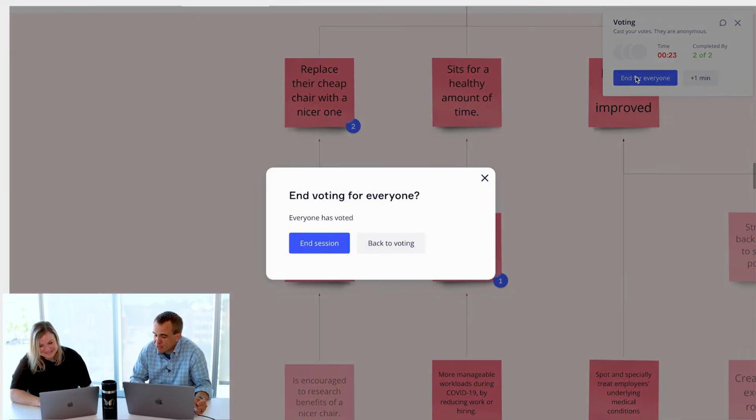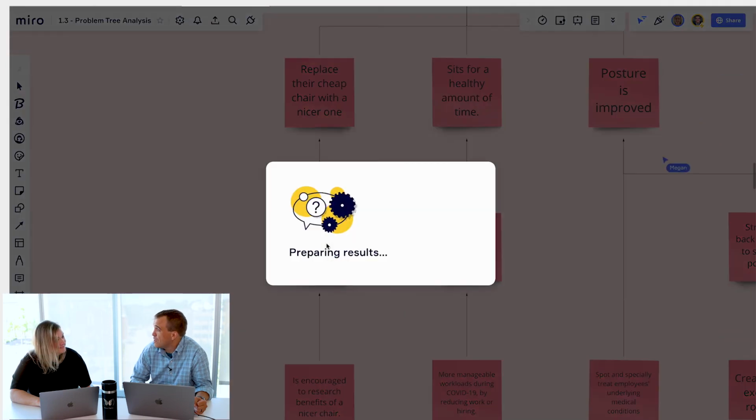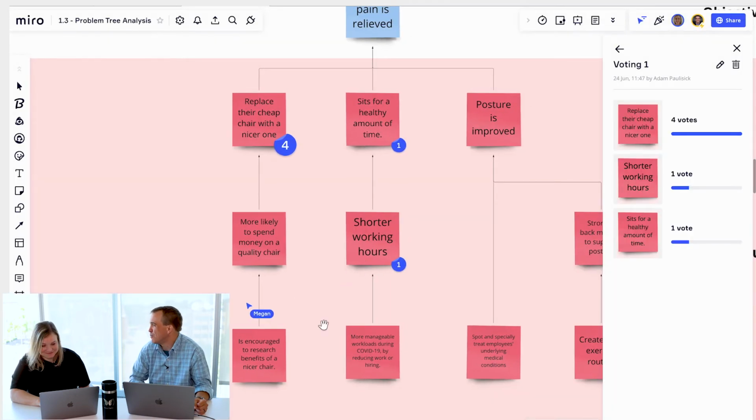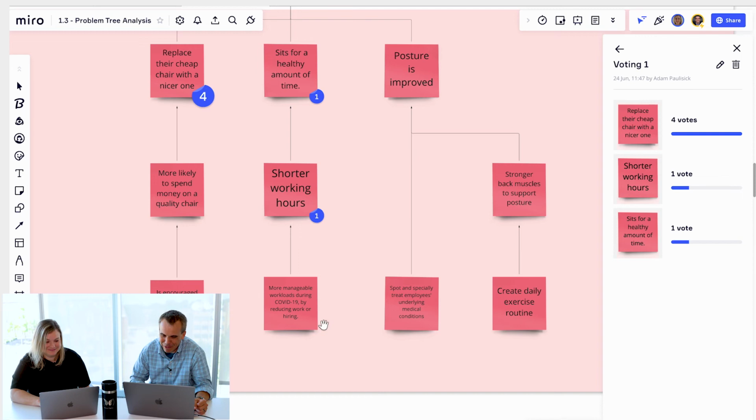I'm gonna wait a couple of extra seconds, even though we had a minute, but I can tell that Megan's already done voted, and I'm gonna go ahead and click end for everyone. Now I'm going to end my session and ultimately wait for my results to be prepared. It turns out, in a really simple and nearly instantaneous way, I now can understand that actually there was 4 votes on the cheap chair with a nicer one replacement mechanism, and only 1 vote for shortening working hours, and ultimately sitting in a healthier manner, putting my shoulders back and up over the period of time.